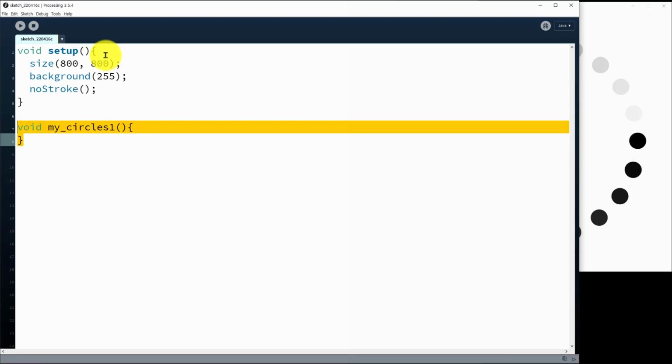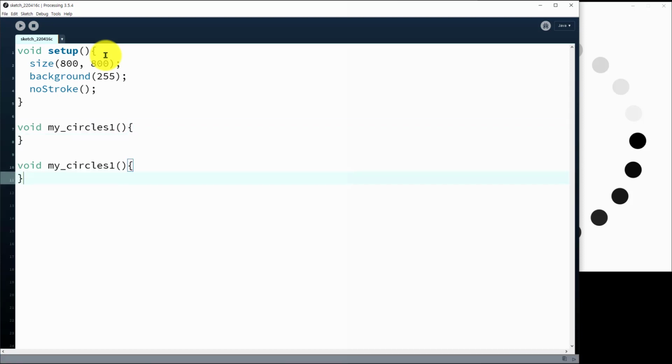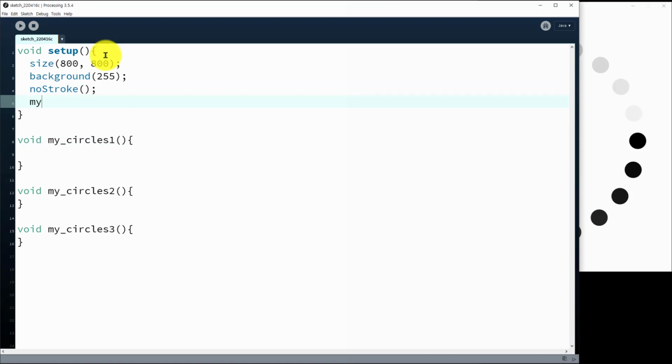Actually, I'm going to make 2 more functions. I will do these things later. This is my circles 2 and 3, right? So I'm going to make my circles 1 function. After that, I'm going to call my circles 1, right?